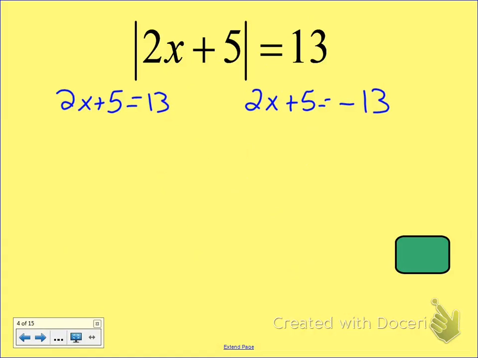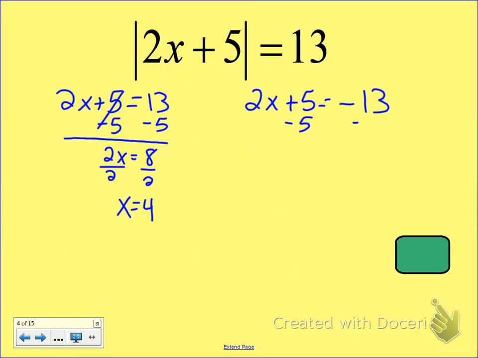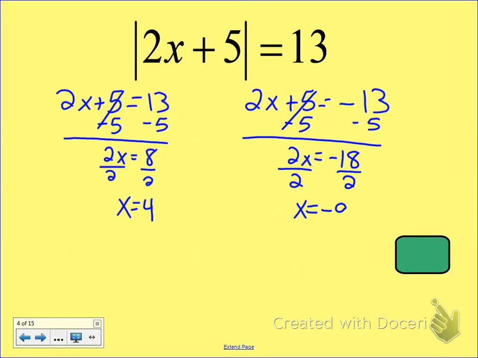And you're going to solve both of these equations. So we're going to subtract 5, 2x equals 8. Divide both sides by 2. X equals 4. Don't circle it. Do not circle it yet. You're going to solve the next one. Subtract 5 from both sides. 2x equals negative 18. Divide both sides by 2. And x equals negative 9.